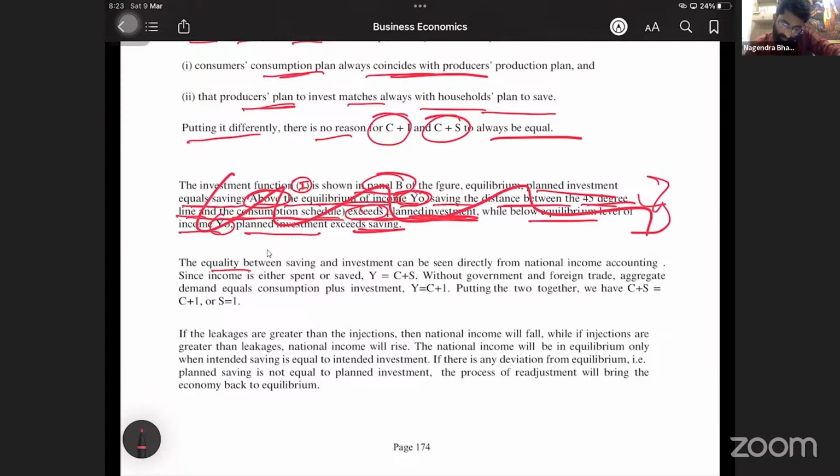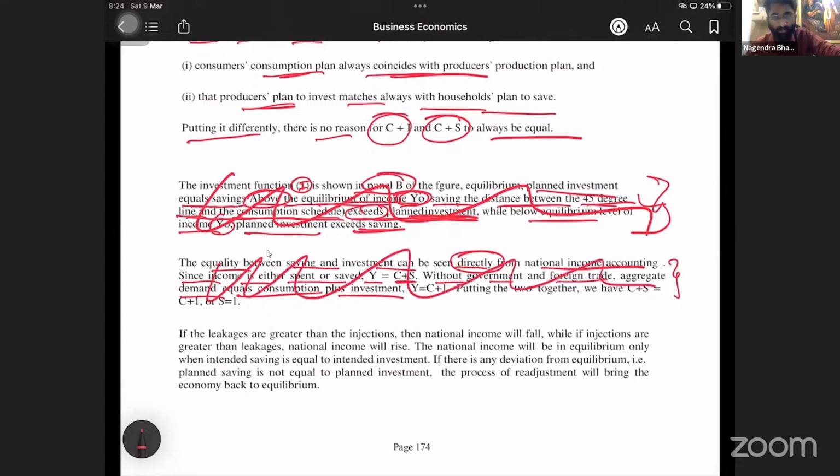The equality between savings and investment can be seen directly from the national income accounting. Since income is either spent or saved, Y is equal to C plus S. Without government and foreign trade, aggregate demand equals consumption plus investment. So they gave one hint about the two-sector model. Right now, we know this. This paragraph is also not required. We know this paragraph. Don't cut it. Just read it, one-time revision.